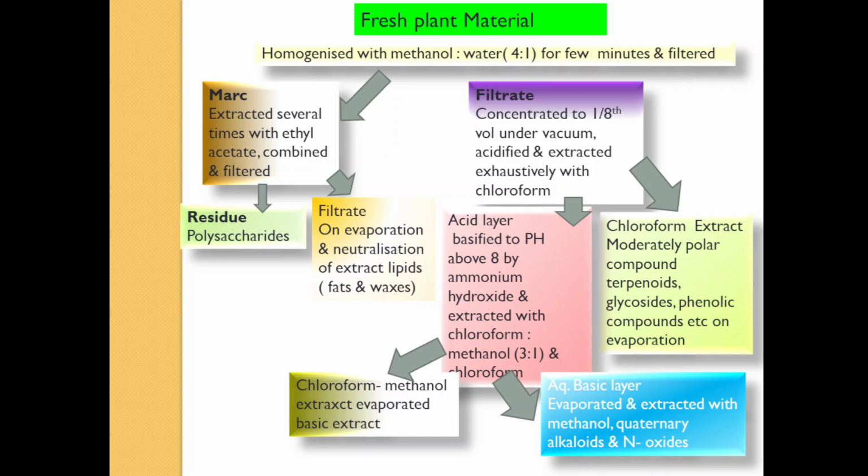Now the acid layer is basified to a pH above 8 by ammonium hydroxide and extracted with chloroform to methanol 3:1. So the pH of the acid layer should be adjusted, that is, basic pH is adjusted above 8 by ammonium hydroxide and it is extracted with a chloroform and methanol mixture, and the ratio is 3:1.